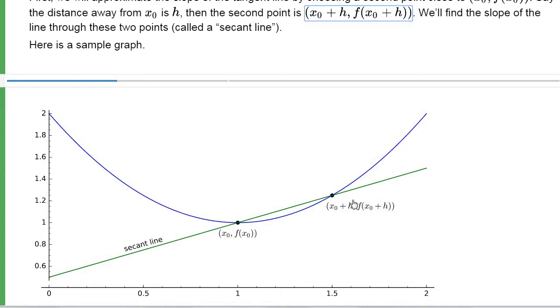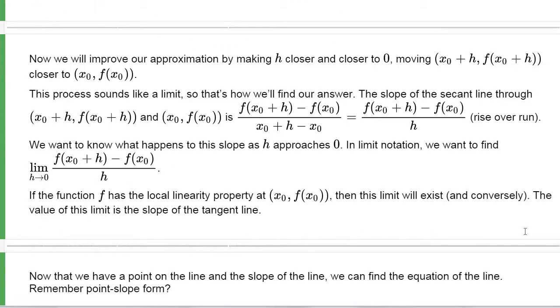The idea is to make the approximation better by making h smaller. That is, move this point closer, closer, closer to the first one. Now you can't move it all the way to the first one, otherwise you wouldn't have two points and you can't make a line, but we want to get closer and closer and hope that that goes somewhere. It doesn't just wander around, but actually ends up at some sort of answer.